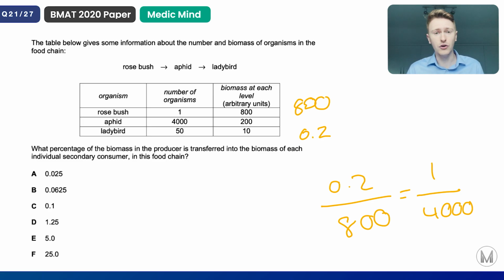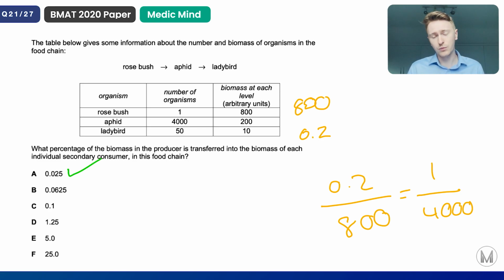1 over 4 is 0.25. 100 divided by 4 is 25. It will have a 2 and a 5 in it. So we're looking at answer options A or F. And clearly F is way too high, so therefore we can pick A without looking at a calculator.